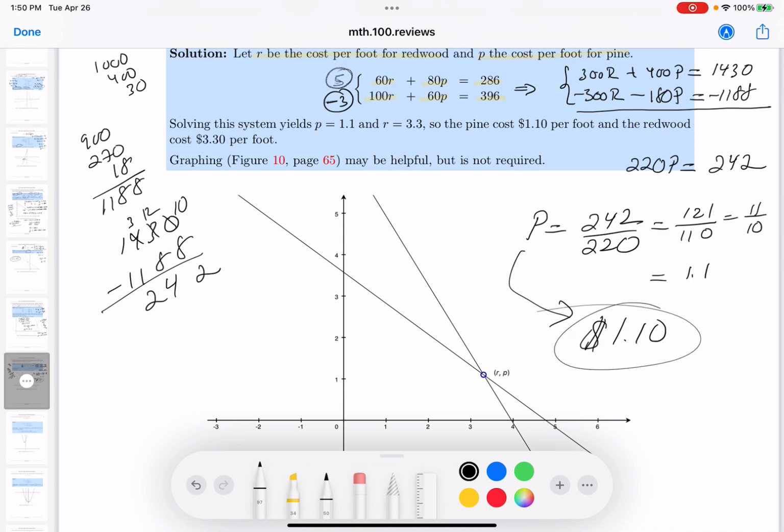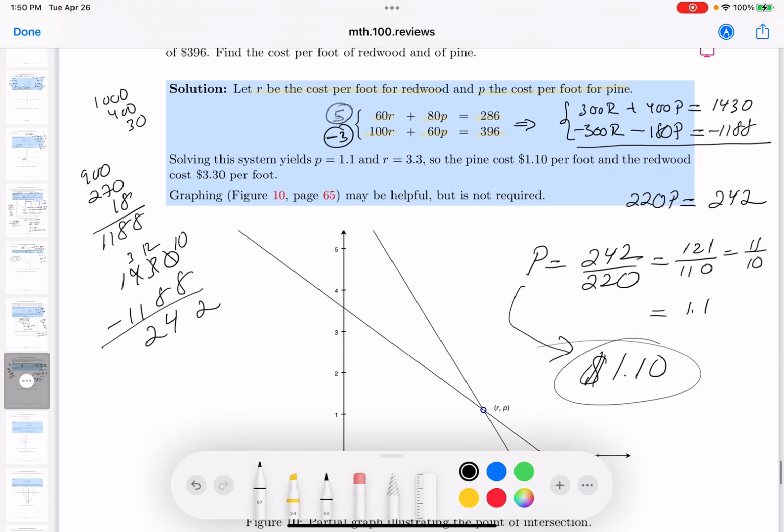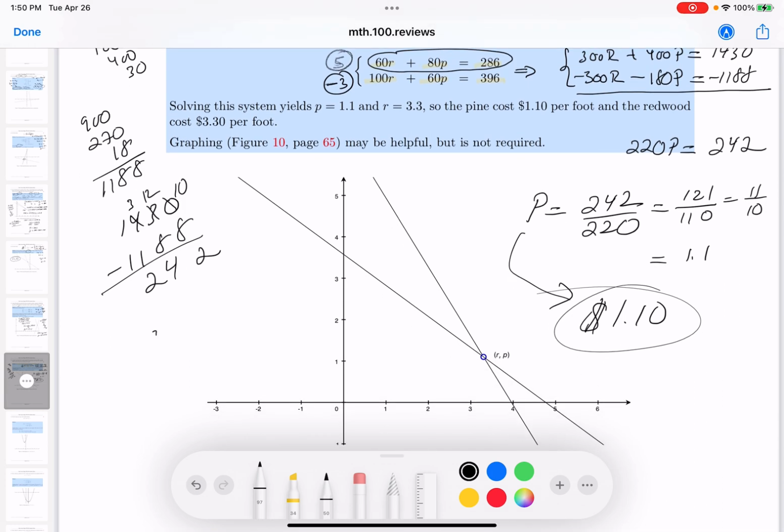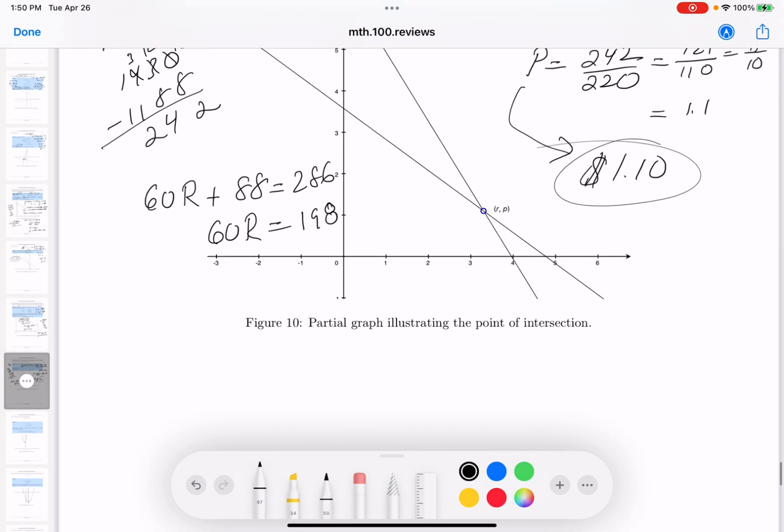And so how do you do the other one? I kind of recommend just going back to a simpler equation, maybe this one over here, to figure out what the R is. Let's go through that. So what do you get? You get 60R plus, well, 80 times $1.10 would be $88. And that equals 286. This is going to be 60R, and that's going to be 198. All right. What's R going to be equal to?